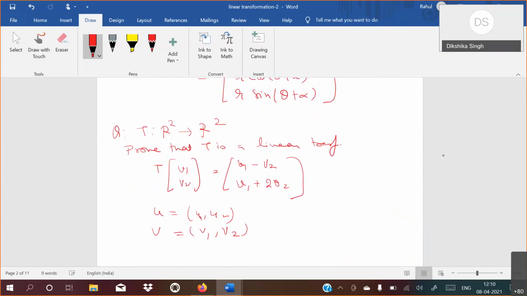This is the question I have given. So I'm saying that you have to prove T is a linear transformation, and T of V1, V2 is given as V1 minus V2 and V1 plus 2V2, right? So now when you prove it's a linear transformation, you have to take two vectors, U and V. So you can take U1... Could you please repeat? Wasn't audible. So we are talking about this question, right?